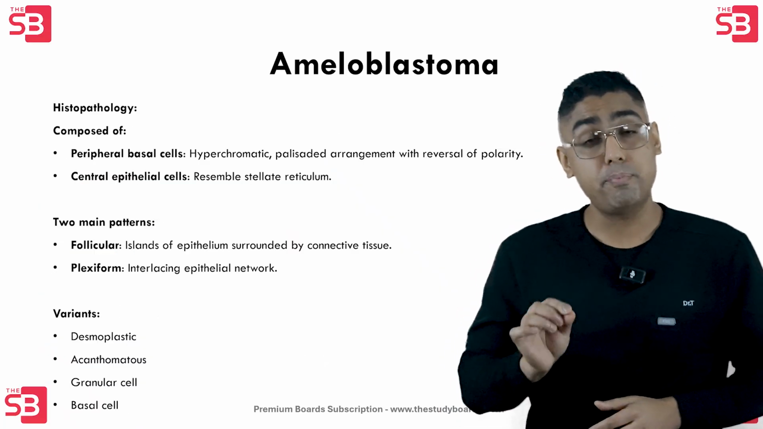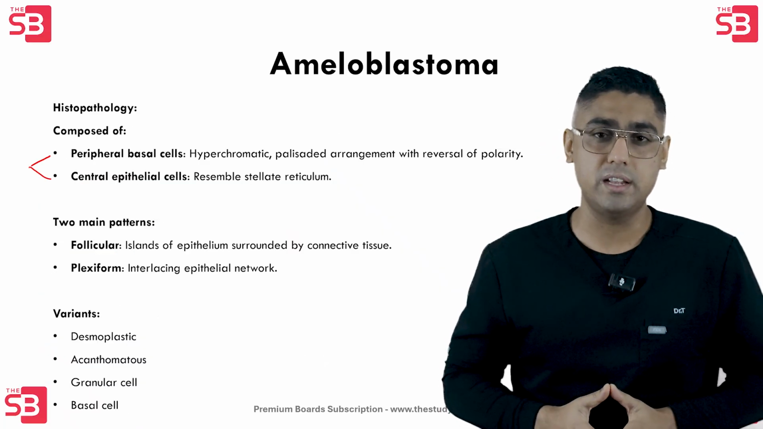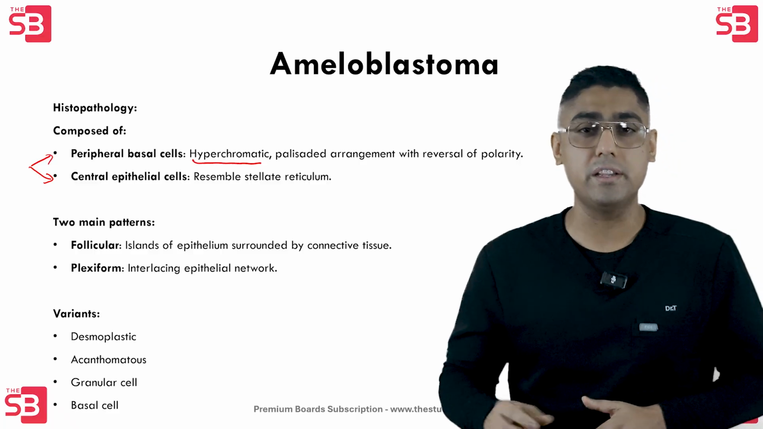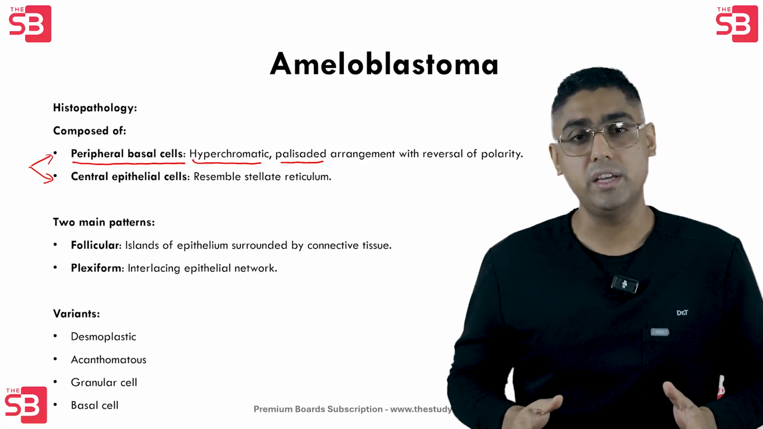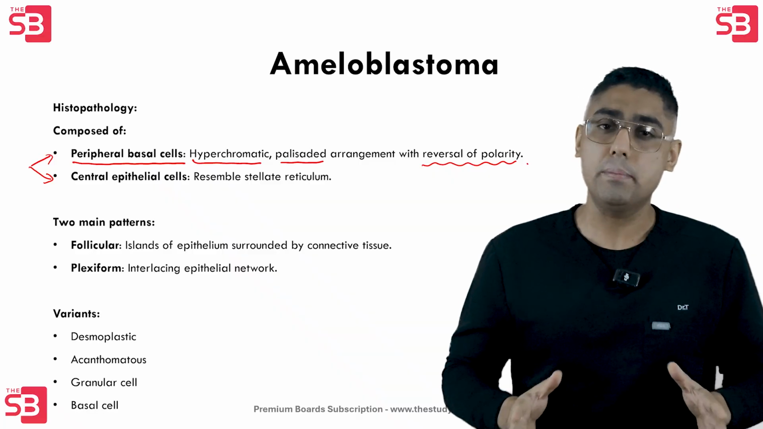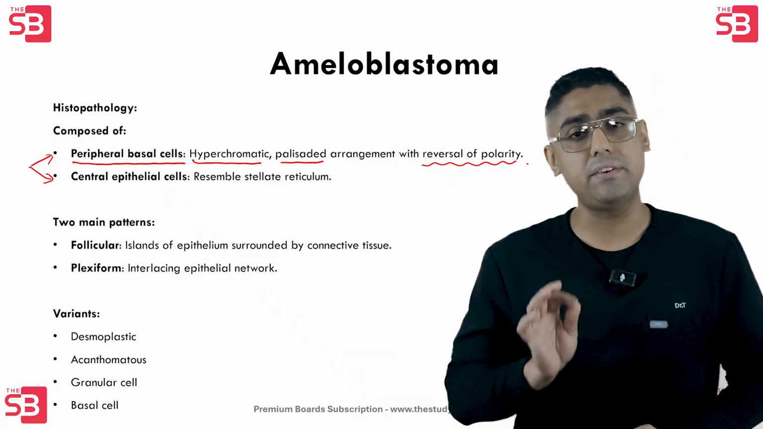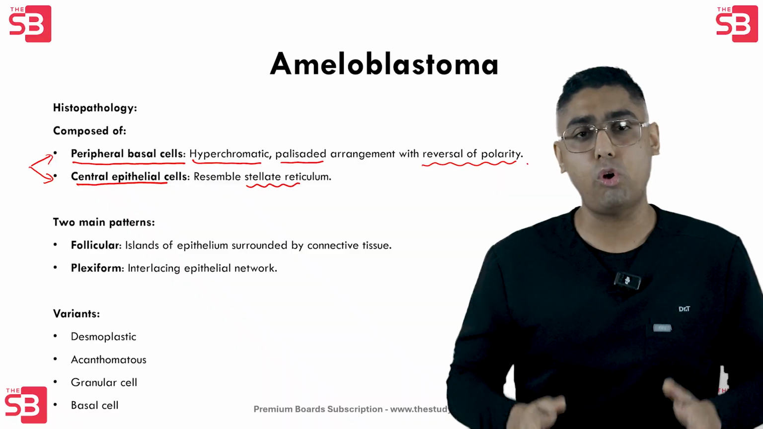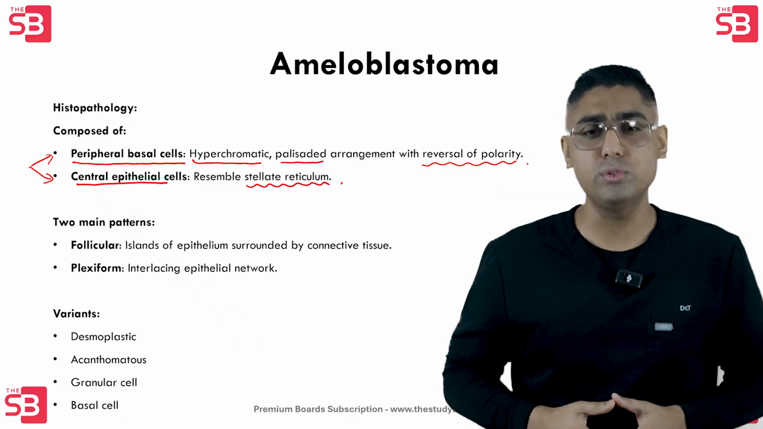Ameloblastomas are composed of peripheral hyperchromatic basal cells arranged in a palisaded pattern with reversal of polarity. That is, nuclei are located away from the basement membrane. Now, central epithelial cells resemble the stellate reticulum of the developing enamel organ, appearing star-shaped and loosely arranged.